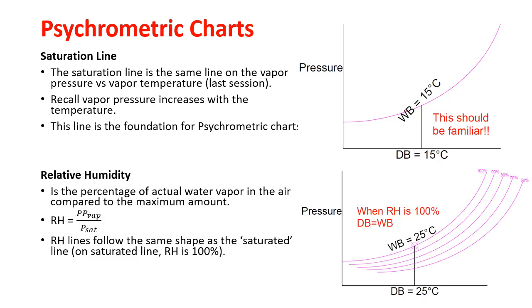Relative humidity, RH, indicates the percentage of actual water vapor in the air compared to the maximum possible amount at a given temperature. It's calculated using the formula RH equals vapor pressure divided by saturated vapor pressure times 100. Notably, RH lines mirror the shape of the saturated line. When the air reaches saturation, RH hits 100%.